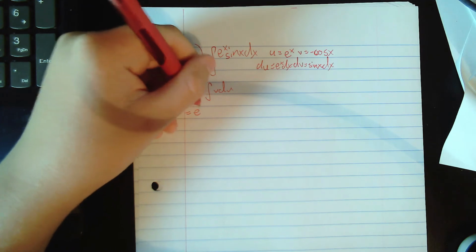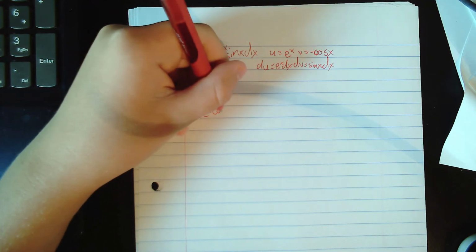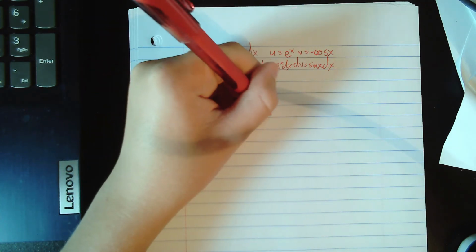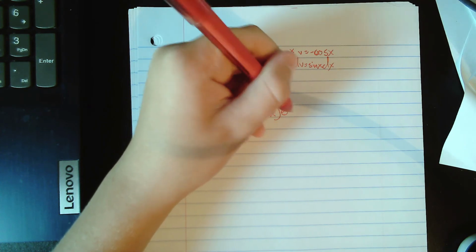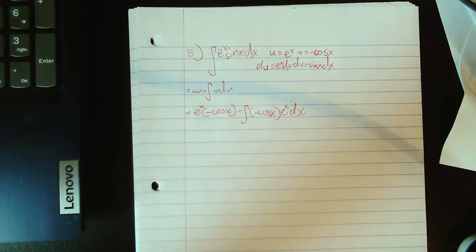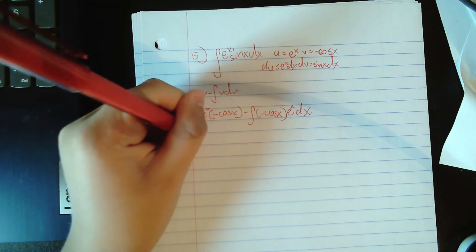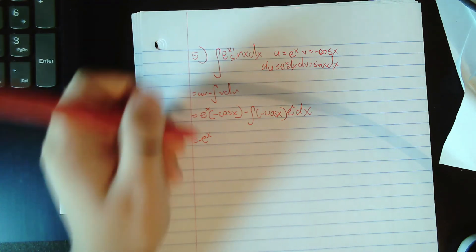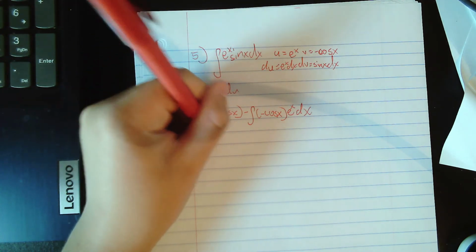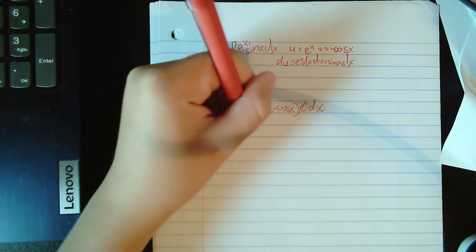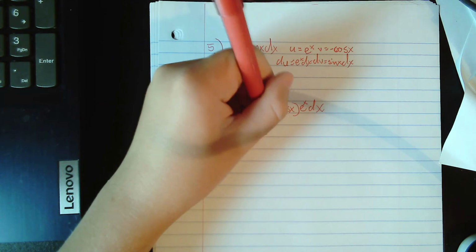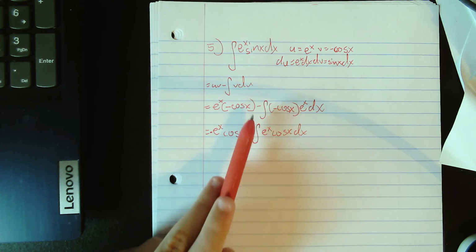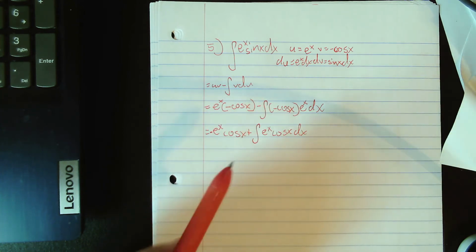So it's going to be e to the x times minus the cosine of x, minus the integral of minus cosine of x times e to the x dx. Like that. So that's equal to minus e to the x cosine of x plus the integral of e to the x cosine of x dx. Basically what we did is we took this negative and this negative, and we kind of just moved it around a little bit.